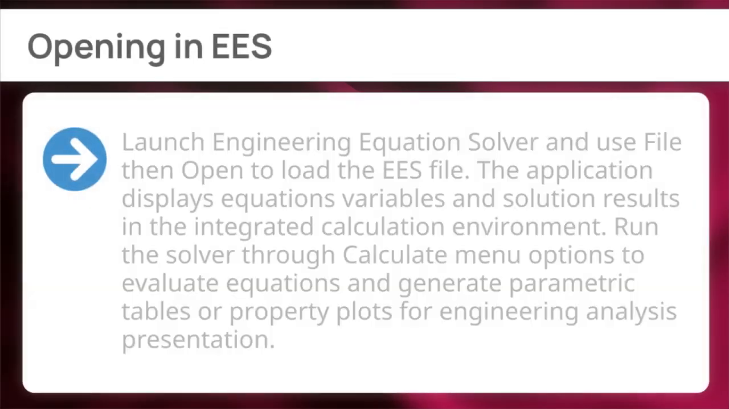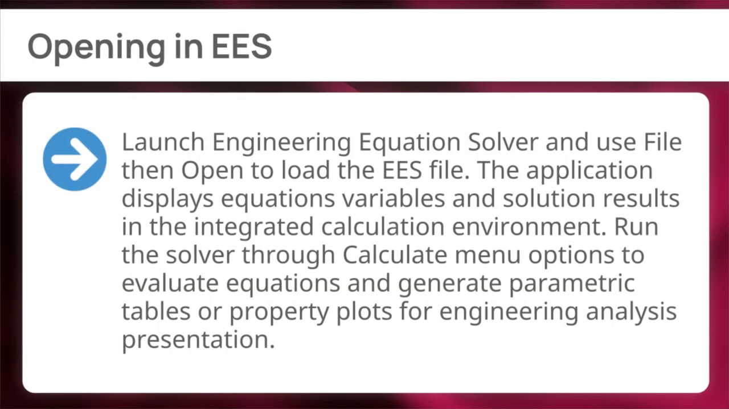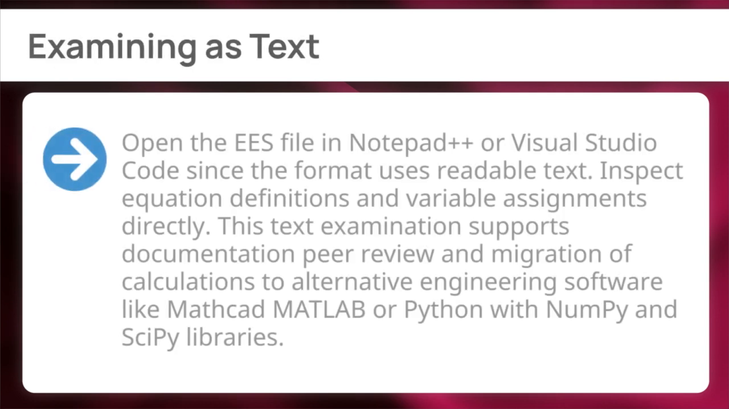First, opening an EES. Launch Engineering Equation Solver and use File, then Open to load the EES file. The application displays equations, variables, and solution results in the integrated calculation environment. Run the solver through Calculate menu options to evaluate equations and generate parametric tables or property plots for engineering analysis presentation.